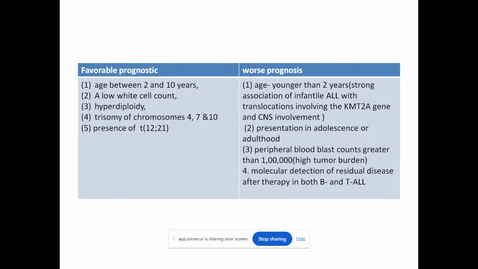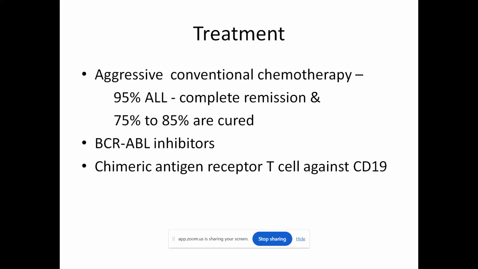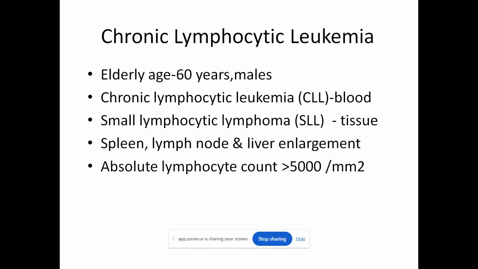worst prognostic factors. So what is the treatment for the ALL? Aggressive conventional chemotherapy will be given, and 95% remission will be there, and 75 to 80% will be cured. And we can give specifically targeted therapy like BCR-ABL inhibitors, and sometimes chimeric antigen receptor T cells against CD19 can be used for the treatment. So we have seen about acute lymphoblastic leukemia.